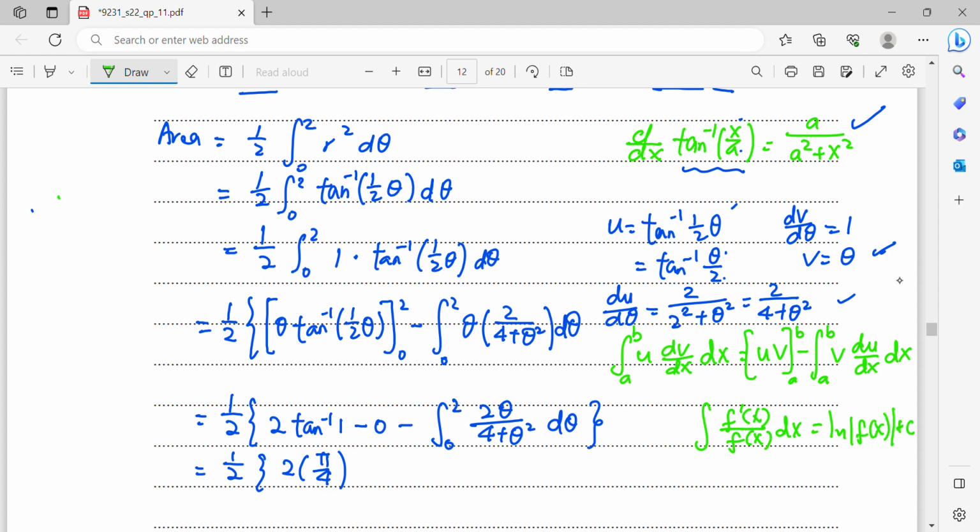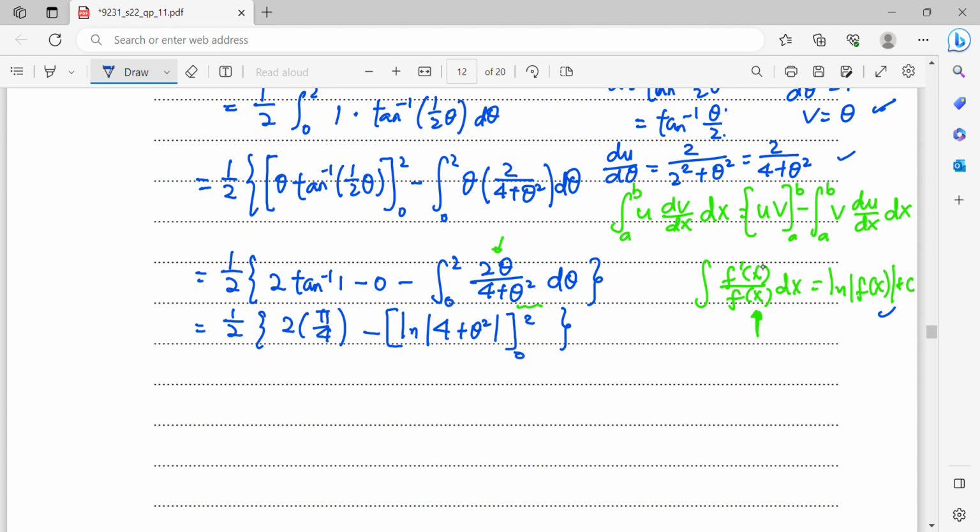Okay, so when you differentiate theta squared, it is 2 theta, which means 2 theta over 4 plus theta squared is exactly this form, which means now my function f is 4 plus theta squared. In other words, this integration is basically ln of 4 plus theta squared according to this ln formula. And don't forget to consider the limits.